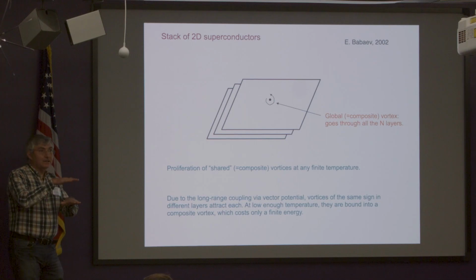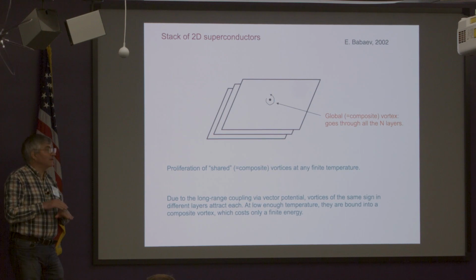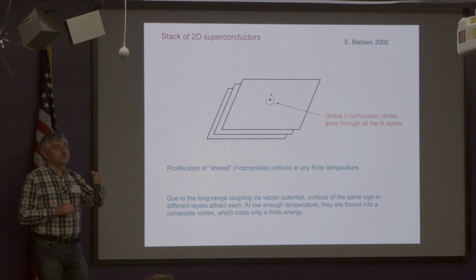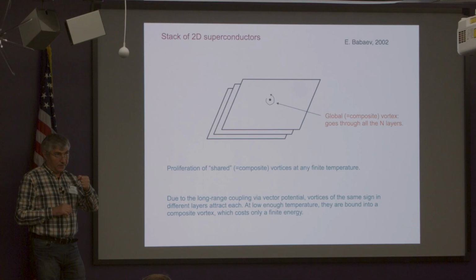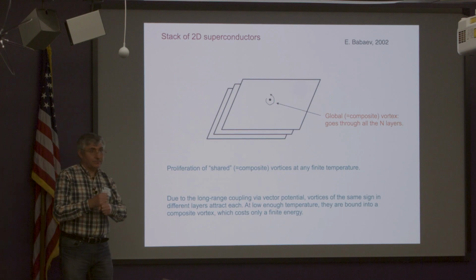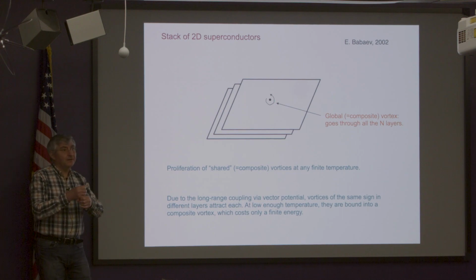Now, if we have a stack of superconductors, 2 or more two-dimensional superconductors, we can ask the following question. So suppose we have proliferated vortex in one of the superconductors. What will happen to the rest of the layers? Because you see, the screening of the vortex means it's screened by the magnetic field. It means that there is a magnetic flux attached to this vortex. And the layer nearby, actually all the layers nearby will be feeling this flux.